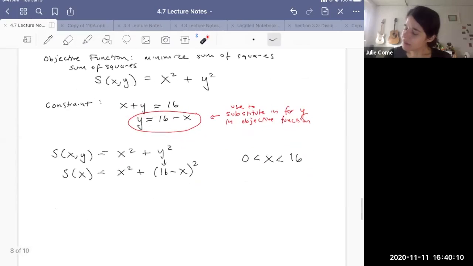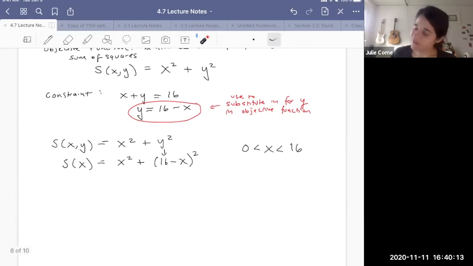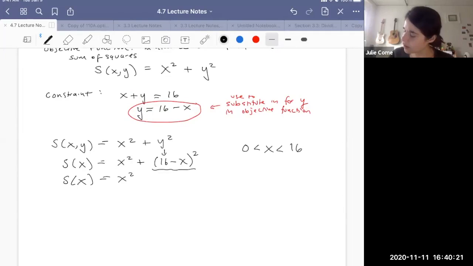All right, let's expand this and simplify our objective function a little bit. Before we differentiate, why don't we just expand the square here.